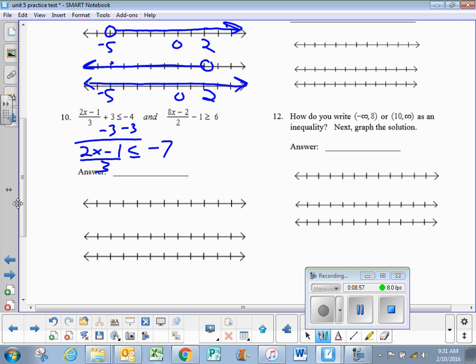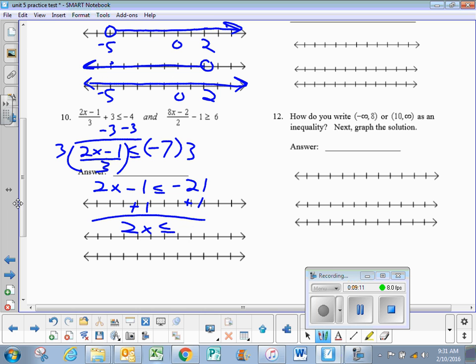You could have multiplied, you would have had to distribute that with that 3 also, so it could complicate things a little bit. So now I'm going to multiply by 3 and get 2x minus 1 is less than or equal to negative 21. Add 1, and 2x is less than or equal to negative 20. So x is less than or equal to negative 10. That is one of my answers. X is less than or equal to negative 10. And let's get rid of this right here.